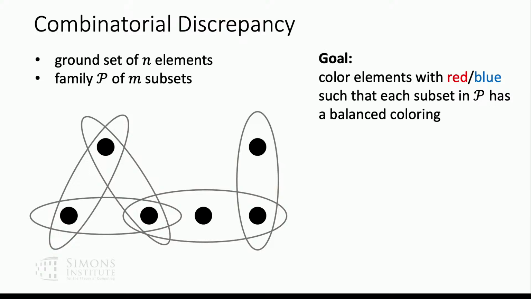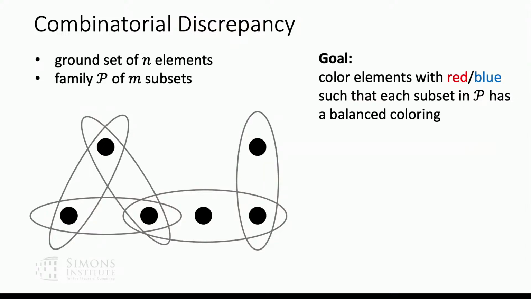So what is this problem? Imagine that I give you a ground set of n elements, and think of them as these black points, and a family P of m subsets defined over this ground set of elements, and think of those subsets as these ovals. My goal is to color each of these elements in my ground set with one of two colors, either red or blue, such that each set has a balanced coloring.